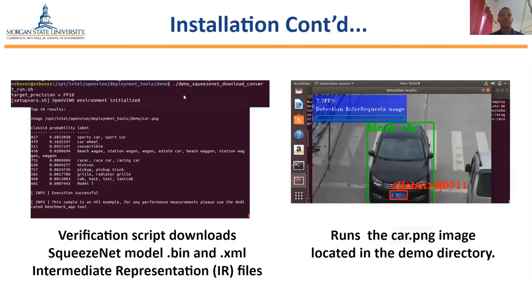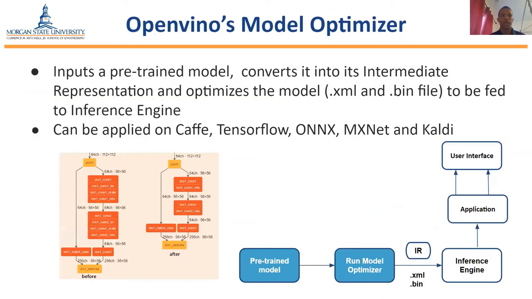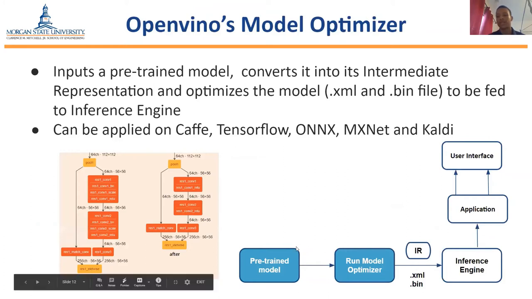So here's the verification script that we ran, and what the verification script does is it downloads an intermediate representation for the SqueezeNet model, which allows us to run the demo, which essentially confirms that we did the installation correctly. And here's the model optimizer, which creates that intermediate representation that I was speaking about earlier. And then after it creates the intermediate representation, it optimizes it so that we can feed that into the inference engine. Here's an example of that. And here is the workflow that we are moving through.